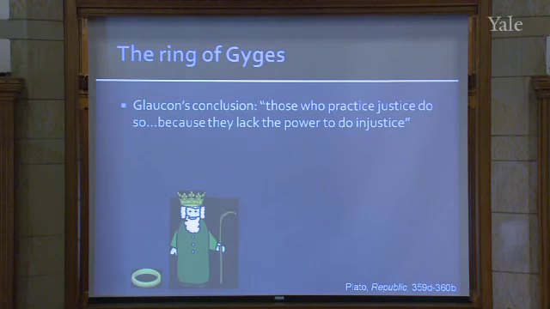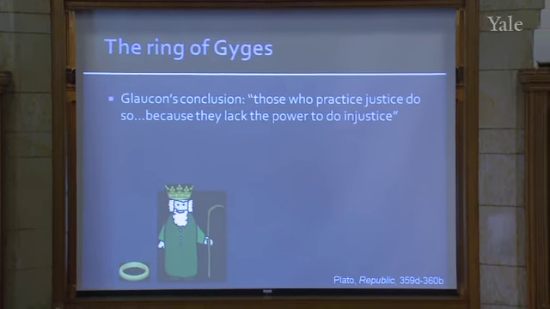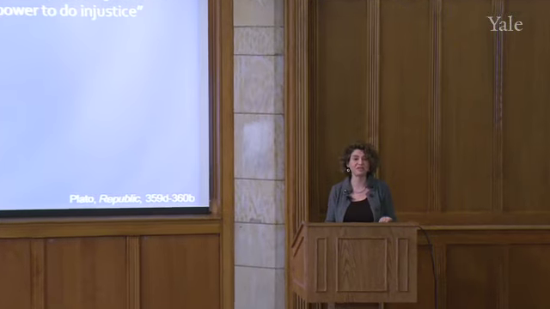In addition, we're going to read some empirical psychological work on the question of what people do when they think they are unobserved. So we're going to ask the question whether, as a matter of fact, people would, and whether, as a matter of fact, people should behave as Gyges did. So that's the first example of the kind of topic we're going to address in the course.